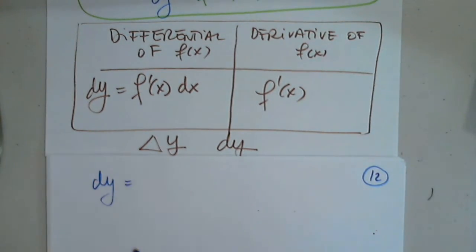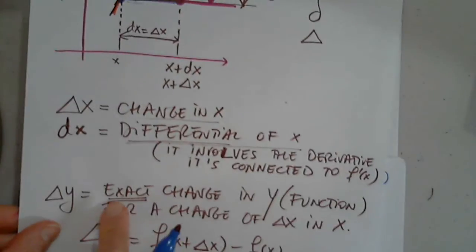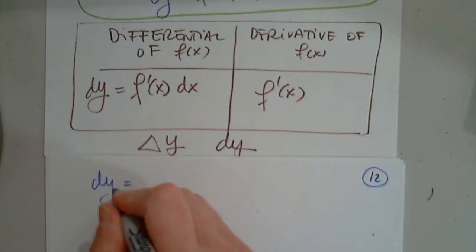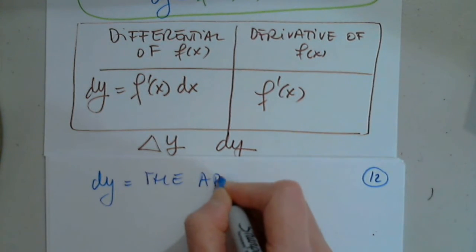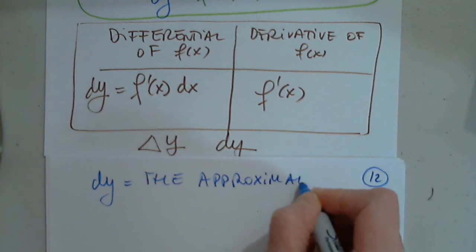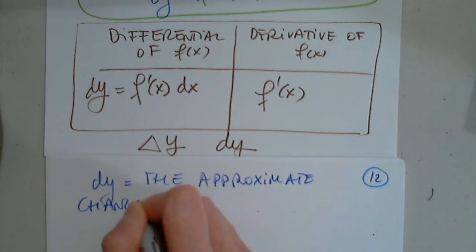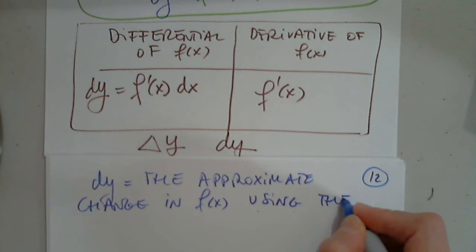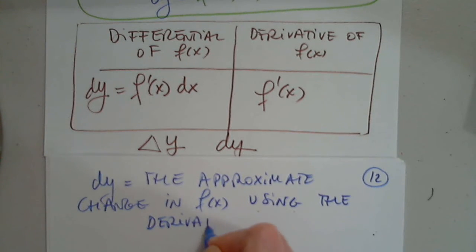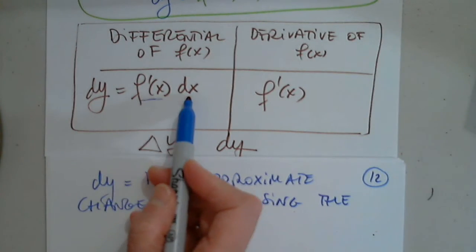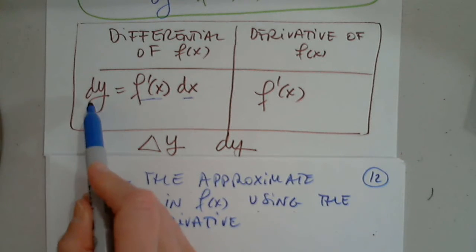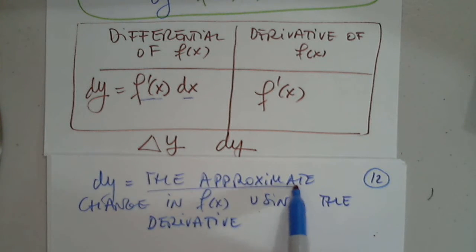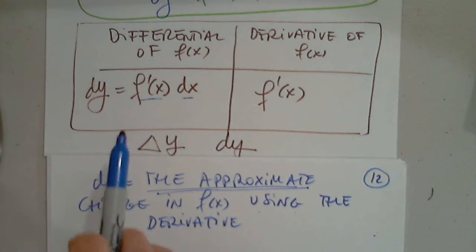So the meaning of dy. So we know that delta y is the exact change triggered by dx or delta x. dy is the approximate change in f of x using the derivative. See, it uses the derivative to create the approximation. Okay, so this is not the exact change. This is the approximate using the derivative.